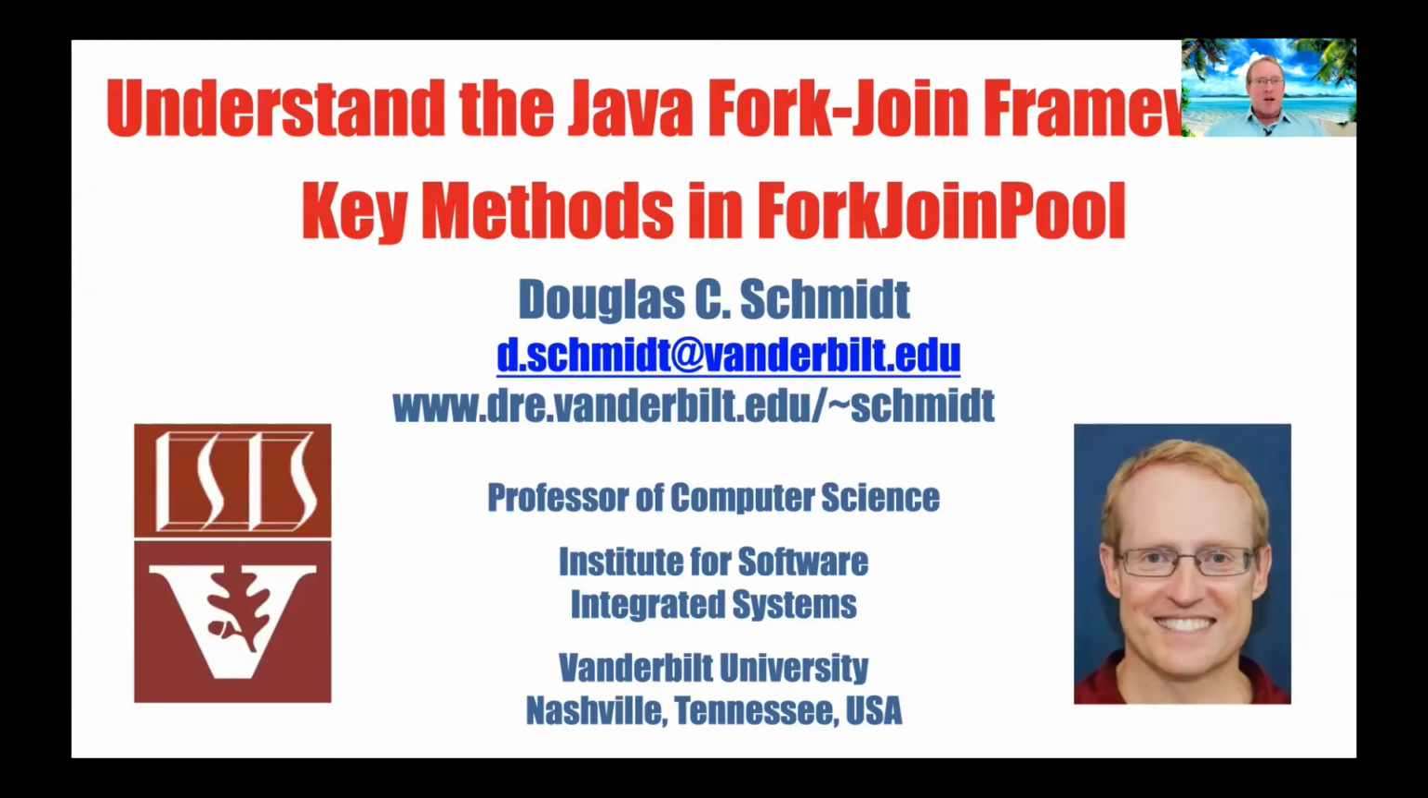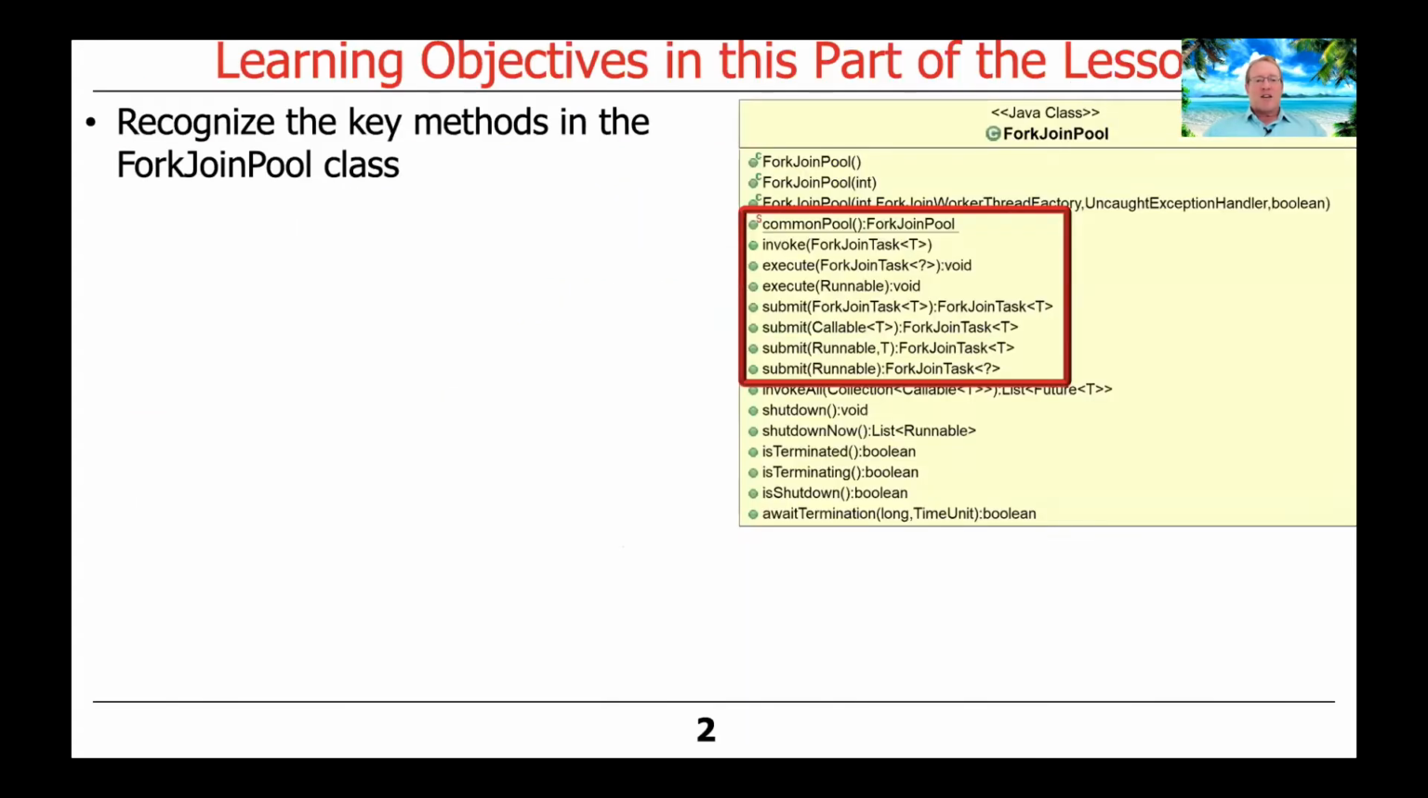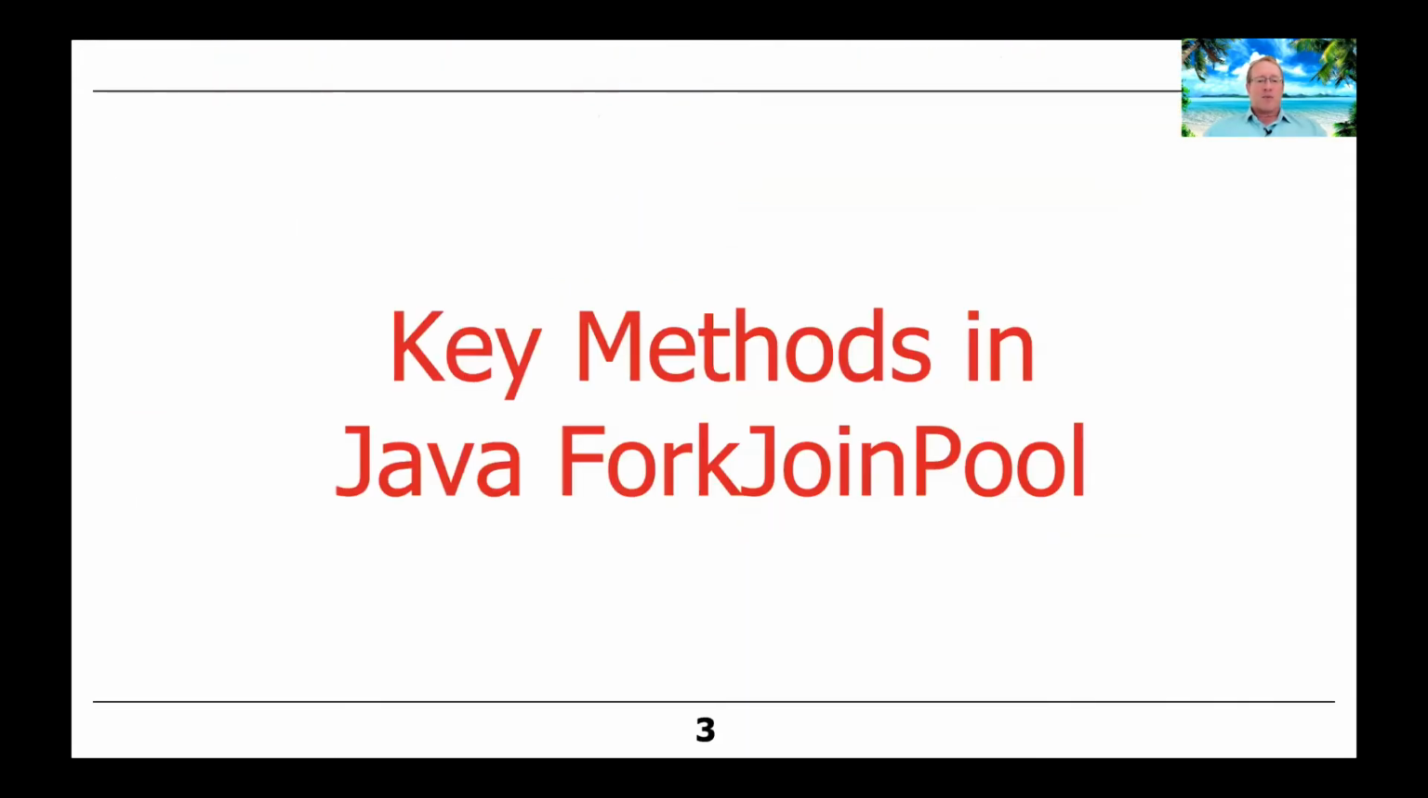So now that we've covered the big picture view of the fork join framework, talking about the fork join pool and the fork join task and the subclasses of fork join task, it's time to start zooming in a little bit on some of the key methods in these classes so we really see how to program them. And we'll start out by talking about key methods in fork join pool.